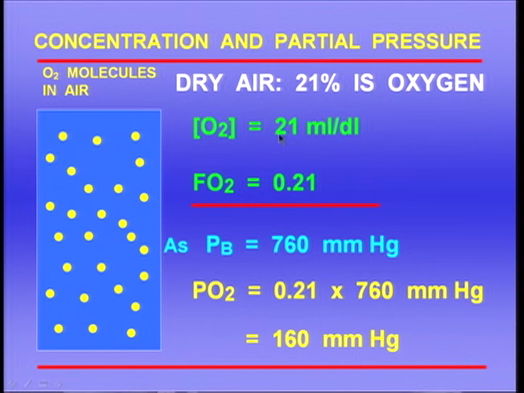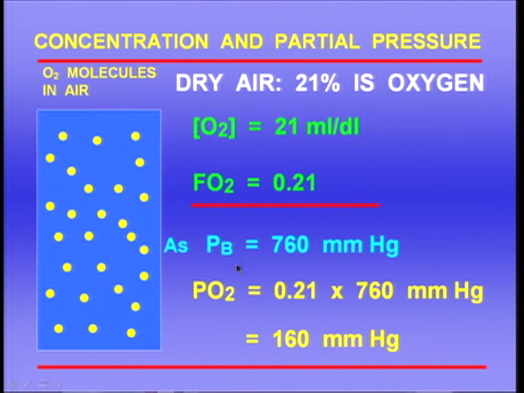Now, percentage concentrations all add up to 100. But in some cases, it's more useful for us to use what are called fractional concentrations. And the only difference is that the fractional concentrations add up to 1. So the fractional concentration of oxygen then would be 0.21, and you can see that all the fractional concentrations of all the gases would add up to 1.